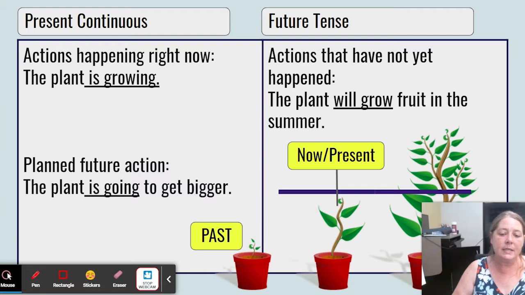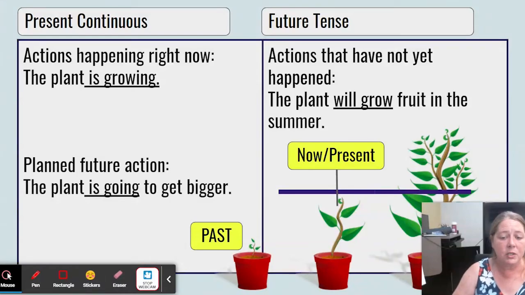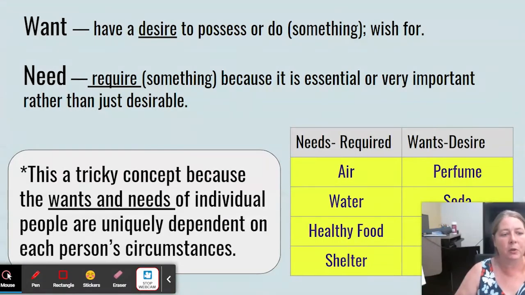When we do these lessons this week, we will be using the present continuous tense, which is for actions happening right now, such as I am talking. And then for planned future actions, so the plant is going to get bigger. And we will also use the future tense for actions that have not yet happened, and we'll be using the helping verb will with those.